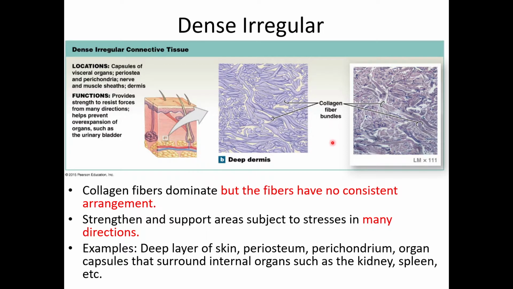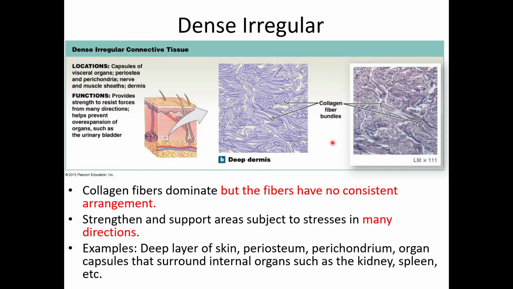The first pro, or I guess we'll discuss it at the same time: previously, we said that our dense regular can only go in one direction, and it was still super strong. Our dense irregular is not nearly as strong as the dense regular, because dense regular is packed in tight into one area, but our dense irregular is fairly strong in multiple directions, so it can resist distortion in multiple directions. So take your skin, for example.